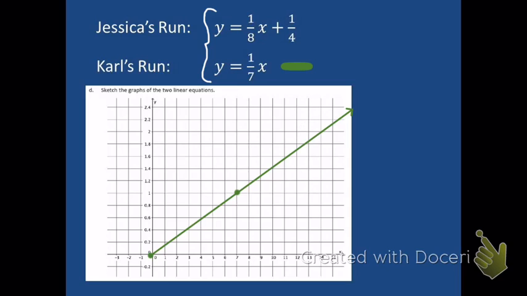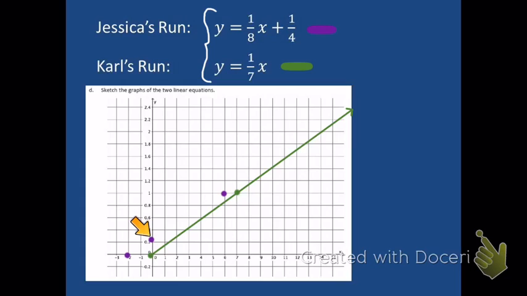Okay, so Jessica's run, she gets a head start. She's going to be 1/4 of a mile in by the time Carl even gets up, because she's been traveling for 2 minutes, and she goes 1/8 of a mile per minute. So she's going to get a little bit of a head start. So let's look at some points for her graph.